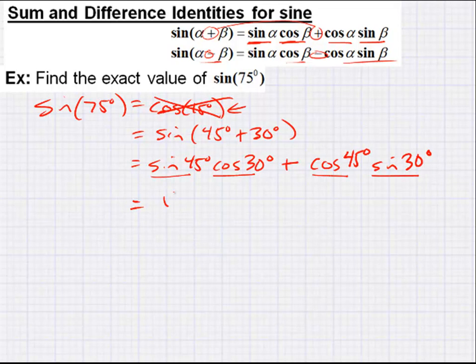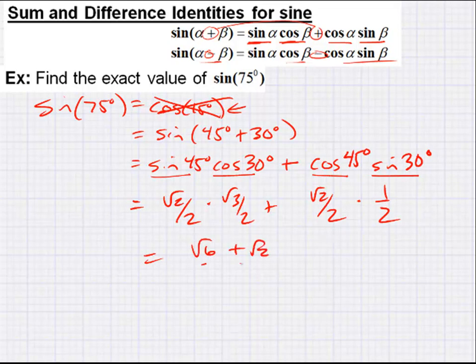Alright, so then what do we get? Square root of 2 over 2, square root of 3 over 2, square root of 2 over 2, 1 over 2. So I get square root of 6 plus square root of 2 over 4, or I could write this as square root of 2 over 4 times square root of 3 plus 1. And all these answers are looking very similar, and that's because we're using similar angles. These angles have similar values for their answers. It's not always going to happen that way, but for a lot of these it will be.